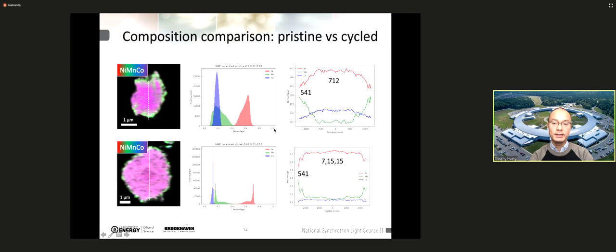And if we look at the central line plot, we can see the ratio at the shell almost kept the same at like 5:4:1, and in the center changed a little bit from 7:1:2 to 7:1.5:1.5. And since the core shell structure preserved quite well after charging, this is a good indication about the stability of this sample system.